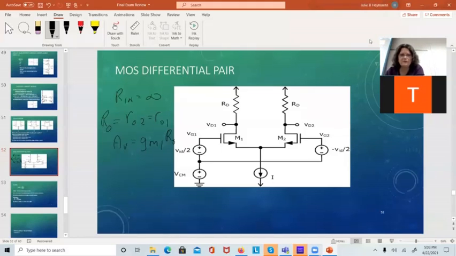For the MOS differential pair, the Rin equals infinity. Big RO is RO2 or RO1. They should be the same. And the voltage gain is gm1 or gm2. They better be the same or the circuit doesn't work, times big RO.